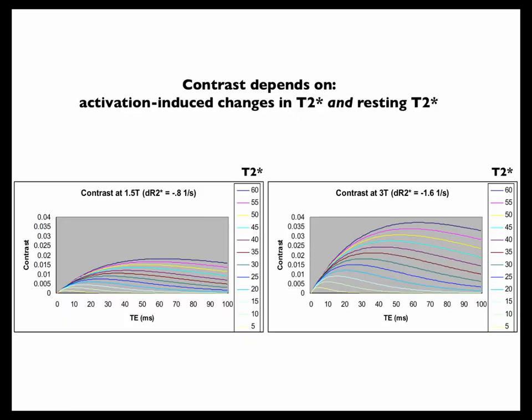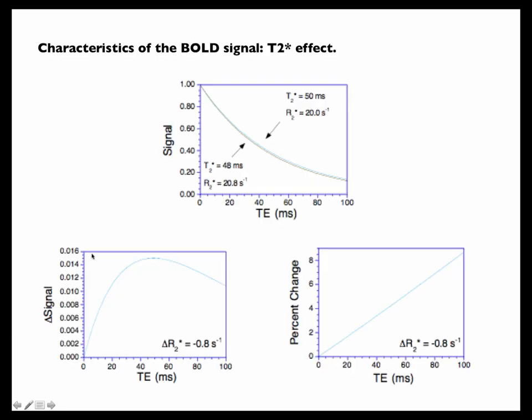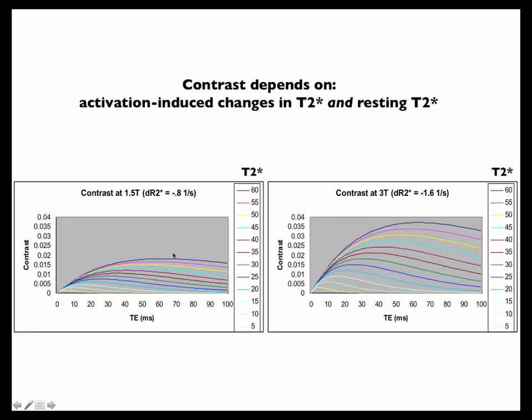And this is actually showing that a difference between 1.5 and 3 could easily be 3 versus 7 Tesla. And the contrast is not only dependent upon this change in T2 star, but it's also dependent upon the baseline T2 star. And that's why it's really important to get a good shim at the base of the brain.